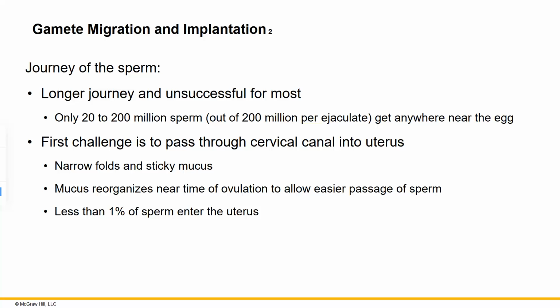But we don't want that bacteria from colonizing the vagina to get up into the uterus. So we have this thick layer of mucus that typically coats over the cervix to prevent that bacteria from getting in there. Around the time of ovulation, though, we do want sperm to be able to get through. So the mucus reorganizes to allow for the passage of sperm. Less than 1% of sperm enter the uterus.